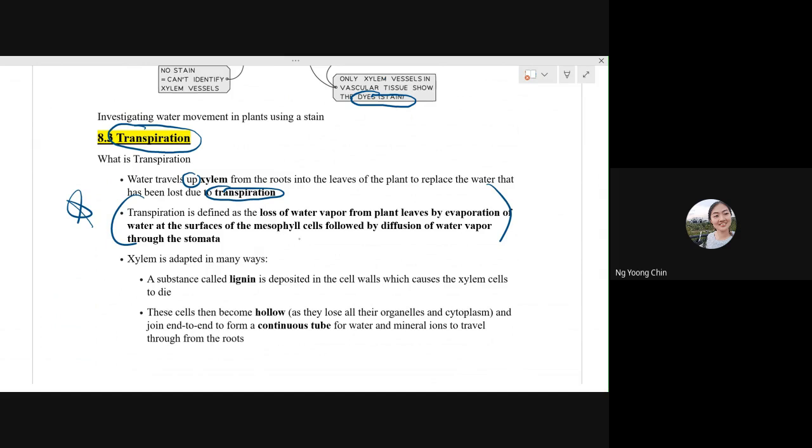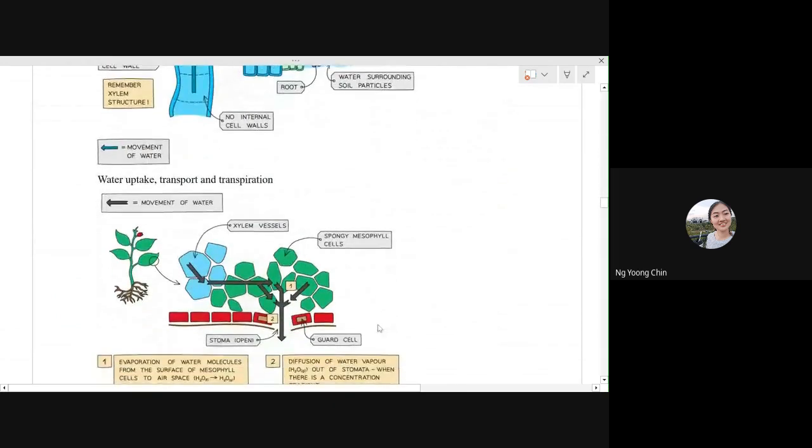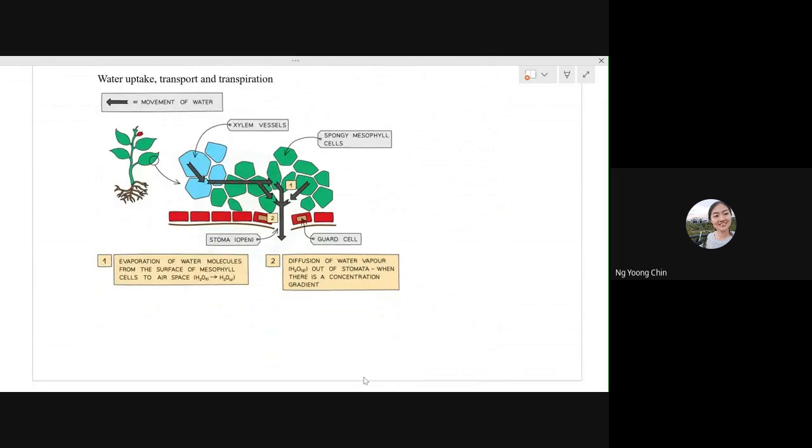It is the loss of water vapor from the plant leaf by evaporation. The term is not loss of water, but loss of water vapor. Water vapor and water are different things. It is from the plant's leaf, by the evaporation of the water at the surface of the mesophyll cell, followed by the diffusion of the water vapor through the stomata. So what does it mean? It actually means this. You can imagine that.